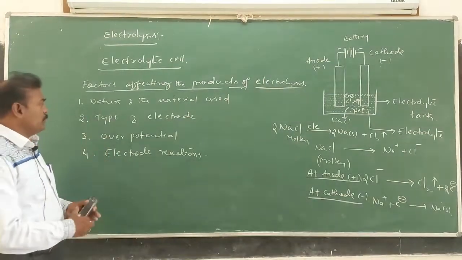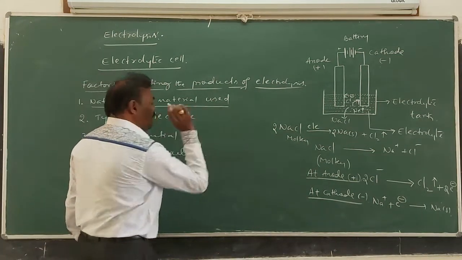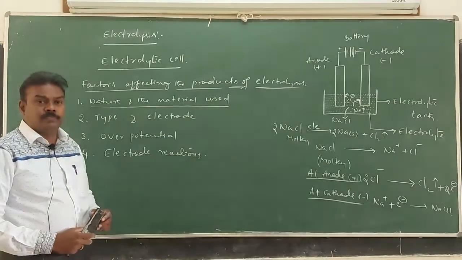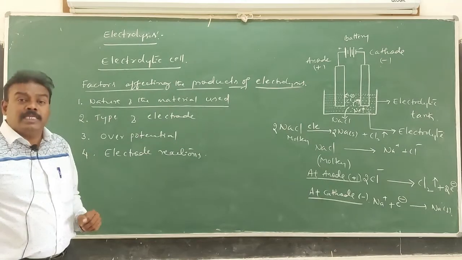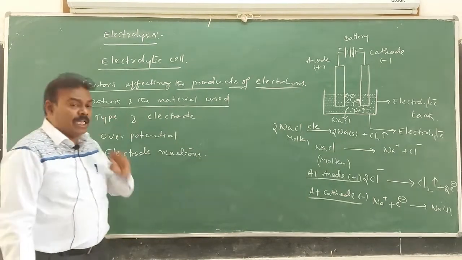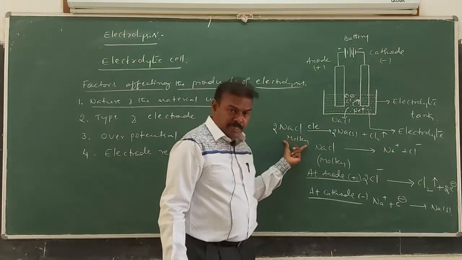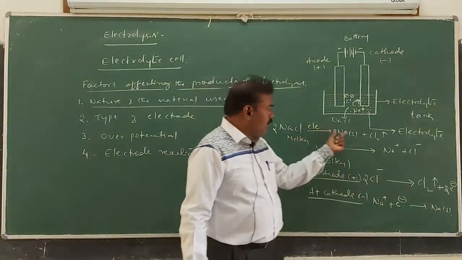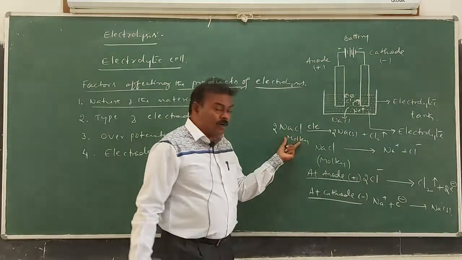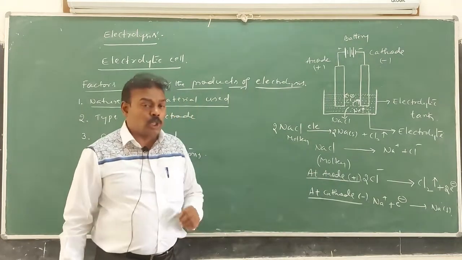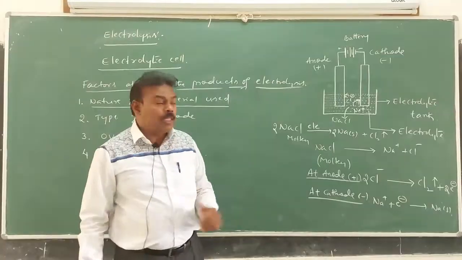What is the first one? Nature of the material used. It means the product of electrolysis depends upon the nature of the material, the nature of the electrolyte. Here, in the case of molten sodium chloride, you get sodium metal and chlorine gas. Instead of molten NaCl, if you take aqueous NaCl solution, then the products will not be Na and Cl2. The products are different.